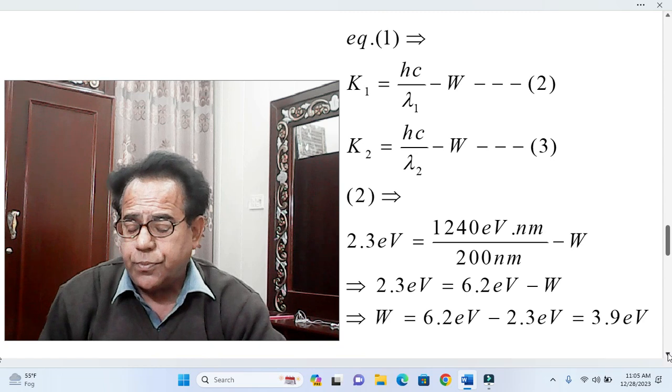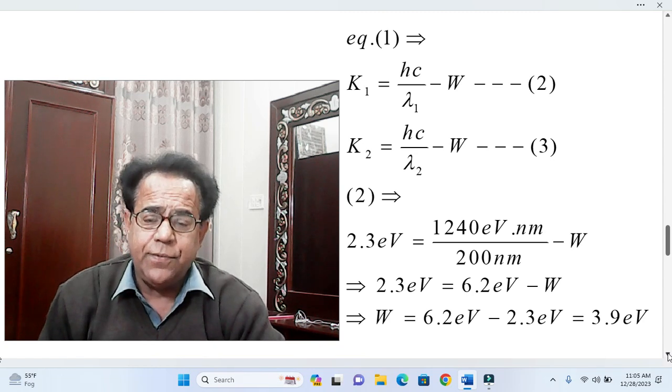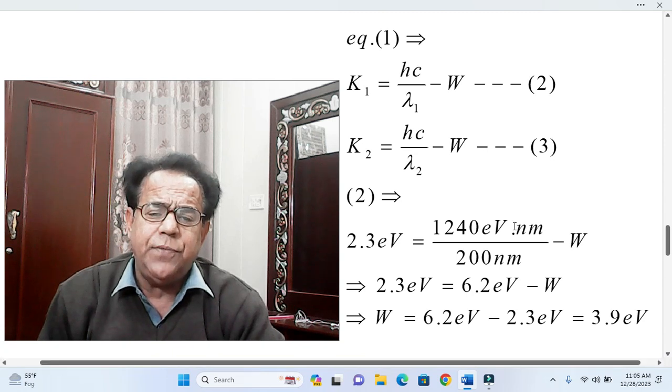Now equation number 2 implies that what we are going to do is just put the values.